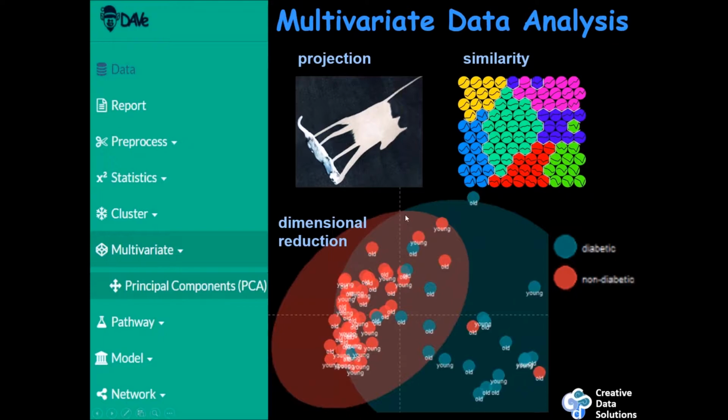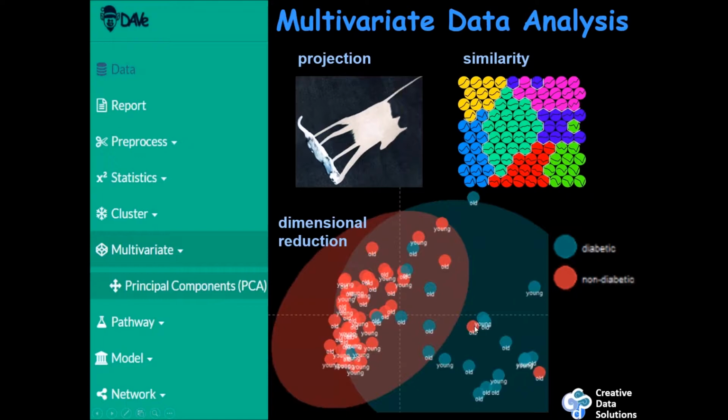And so here again, we have some metadata. We're using the Hotelling's T-squared ellipses to show us the bivariate distribution of our diabetic cohort and our non-diabetic cohort in this space. And now we've added some more metadata. So now we label these samples as: are they old or are they young?